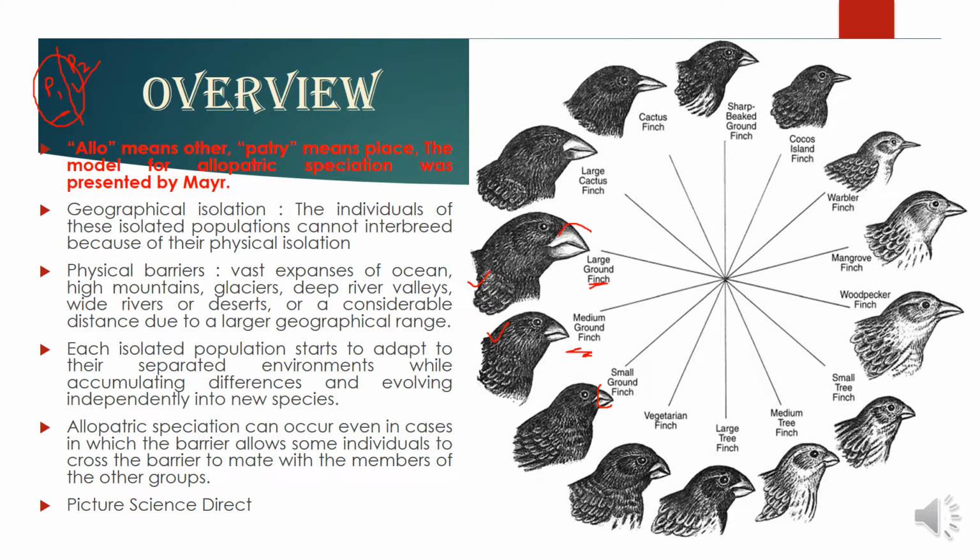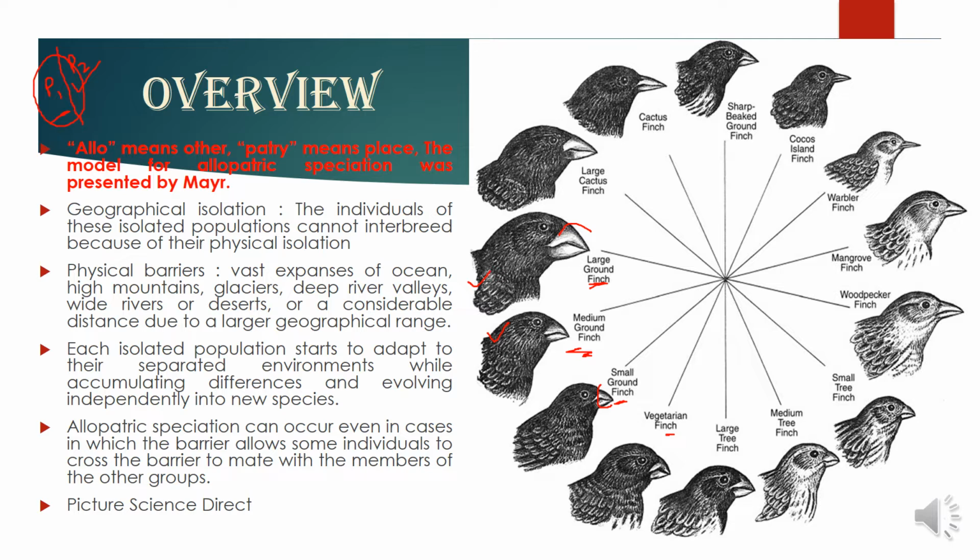Again, this small ground finch only feeds on various insects and parasites that are found on the scales of iguanas. So this small ground finch feeds basically on insects and parasites. Then we have the vegetarian finch. As the name suggests, it feeds on every part of the plant, from the flower to the seeds to the fruits, all the tender parts of the plant.